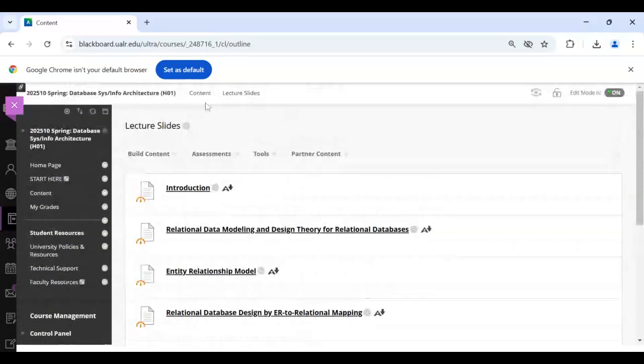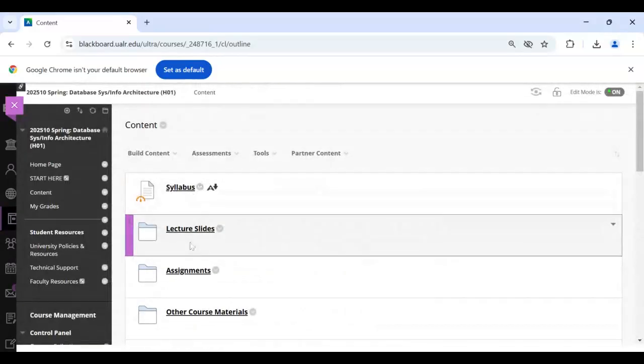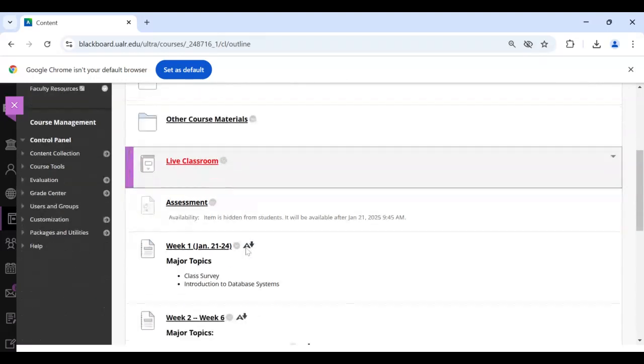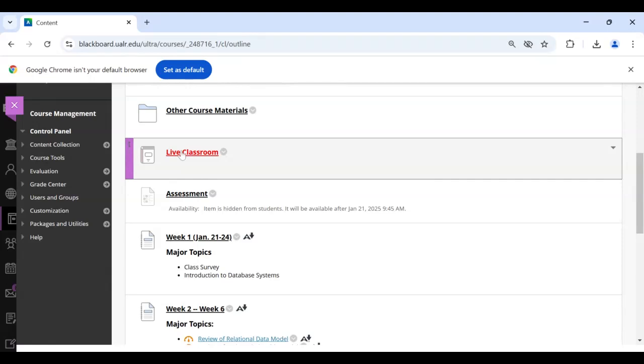Then for the assignments, we also have a folder. Right now I haven't posted any assignments yet. Then there's a folder for the other course materials. This folder is mainly used for supplemental materials for the class, like the in-class exercises and solutions, and some other reading materials. I'm going to post them under this folder. And also you're going to use this live classroom link to join the live classroom whenever you have time.